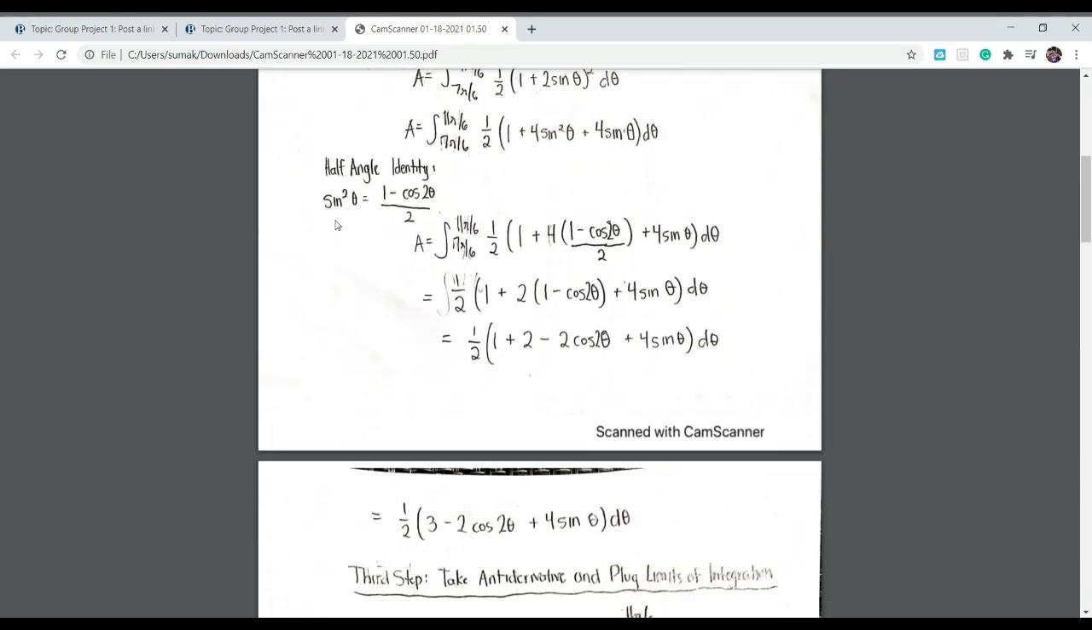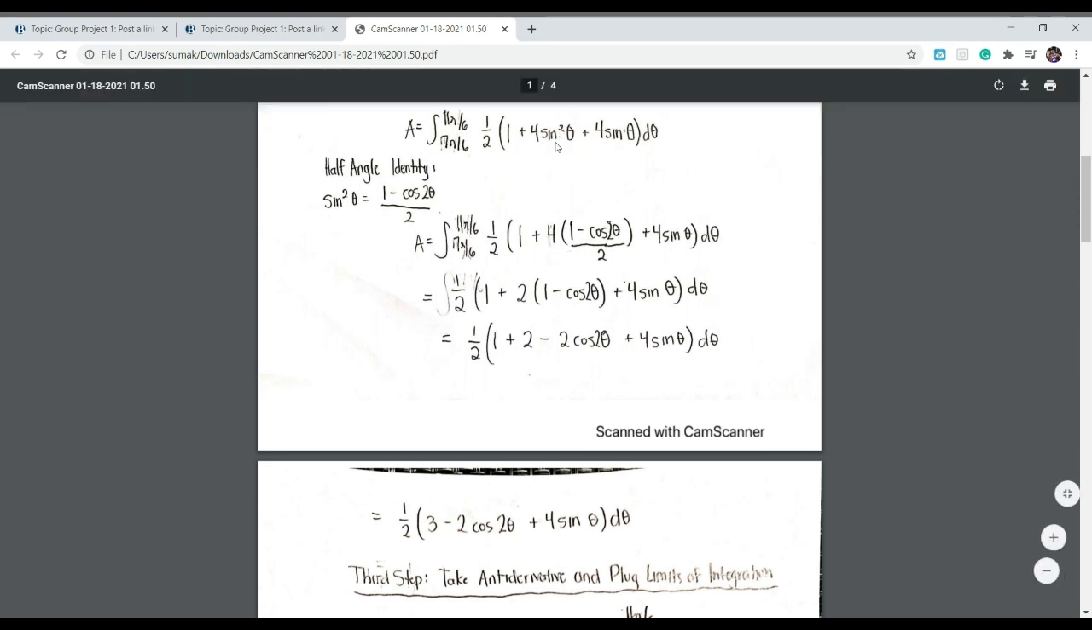Now there's a half angle identity: sine squared theta equals 1 minus cosine 2 theta over 2. We're going to take the sine squared theta right here and replace it with 1 minus cosine 2 theta over 2, plus 4 sine theta d theta. Then we get 1/2 times 1 plus 2 times 1 minus cosine 2 theta plus 4 sine theta d theta, and we got this 2 from the 4 divided by 2.